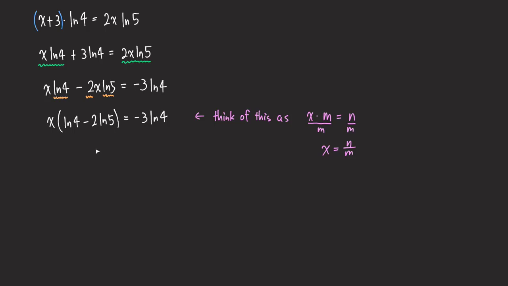So now we get x is equal to this, -3 ln 4, and then all over this stuff, because this stuff is the m over here, as you can see. So we have ln 4 minus 2 ln 5, and that is our final answer.